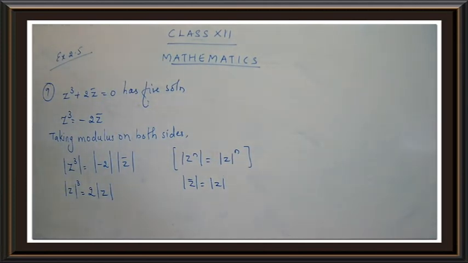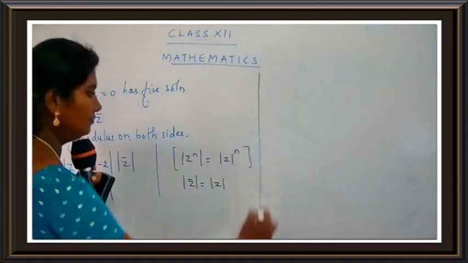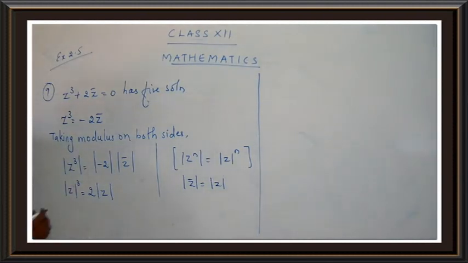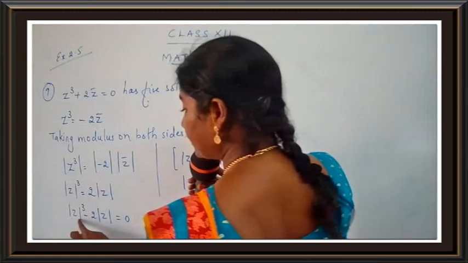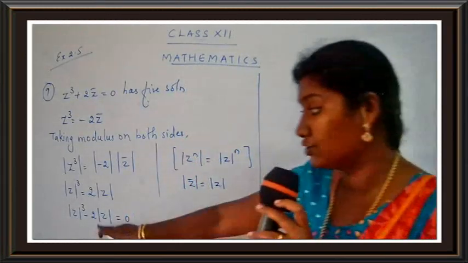Okay children, so now what I am going to do is bring this to the LHS part. You write down the property. So I get here modulus z cube minus 2 modulus z is equal to 0. Okay children, just see the step. Here we have modulus z cube, that means we have modulus z the whole cube, minus 2 modulus z.